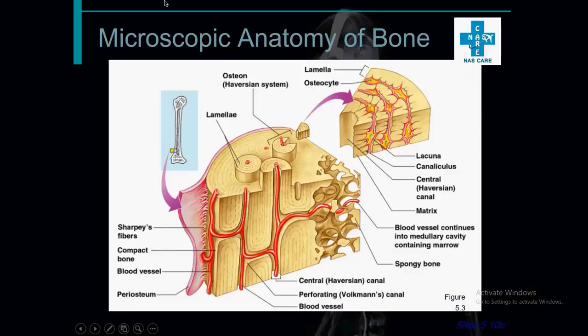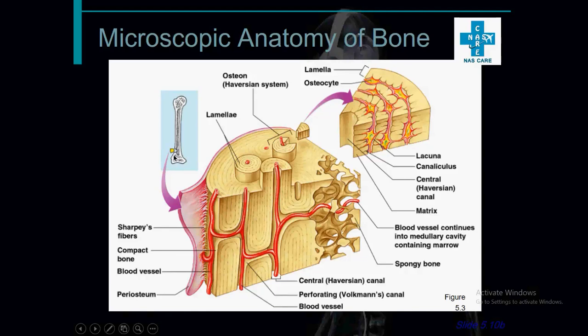Here we saw the picture. Lamella of the osteon, Haversian system, and we zoomed in too much. Lamella, osteocyte, lacuna, canaliculus, central Haversian canal, matrix. Here we saw the blood vessel contained in the medullary cavity containing the marrow, spongy bone, central Haversian canal, perforating Volkmann's canals, blood vessels, compact bone, Sharpey's fibers, this over here, and periosteum.